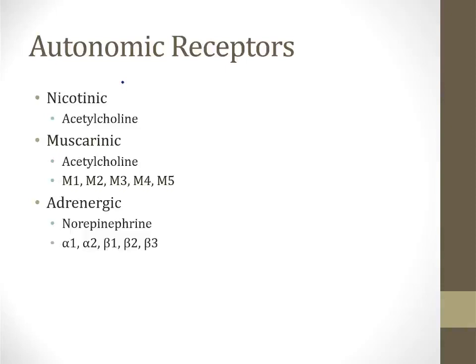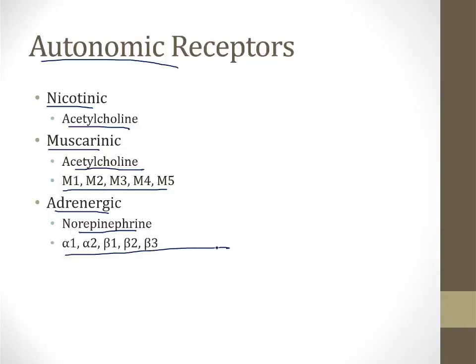Now let's move on to the main focus for this video, and that is a discussion of autonomic receptors and how they work. As you know, if you watched the video on the autonomic nervous system, there are 3 types of receptors found in the autonomic system. There are nicotinic receptors, which bind acetylcholine, and therefore they are also called cholinergic nicotinic receptors. There are muscarinic receptors, which also bind acetylcholine. These are called cholinergic muscarinic receptors, and there are several subtypes M1 through M5. And then finally there are adrenergic receptors. These bind to norepinephrine, and there are alpha-1 and alpha-2 receptors, as well as beta-1, beta-2, and beta-3.